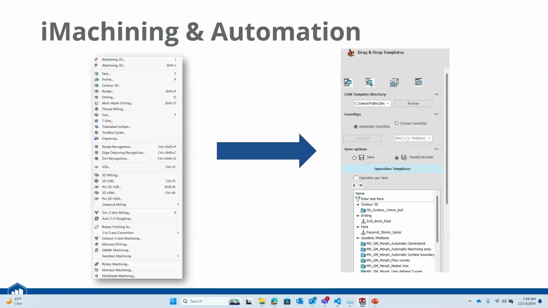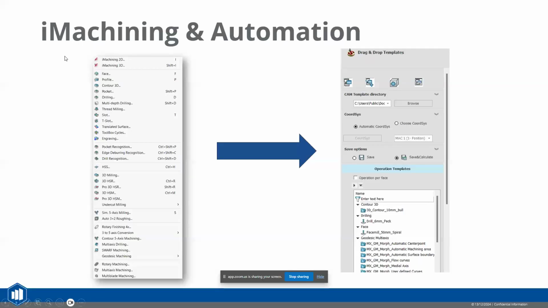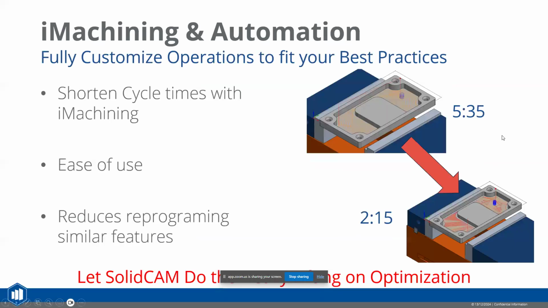So let's go ahead and go back. Like I said, we can take any toolpaths in here and create a drag and drop template. But now just to recap, iMachining is shortening these cycle times with ease. It's giving us more tool life, and it's very, very easy to use.